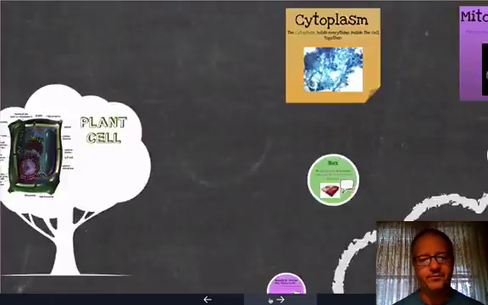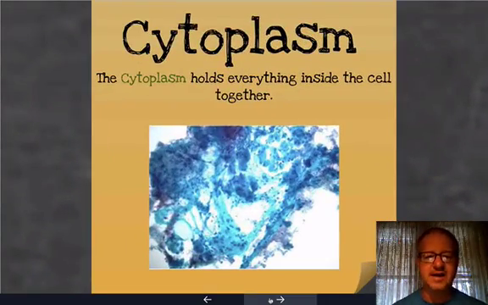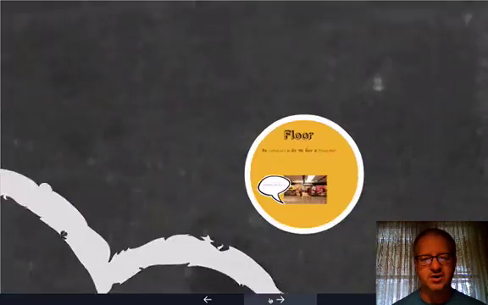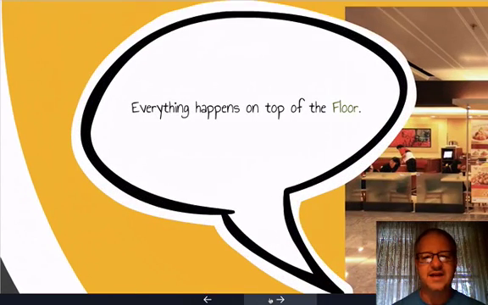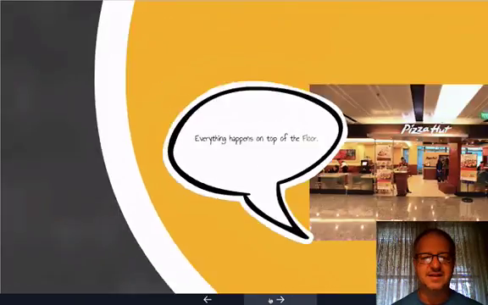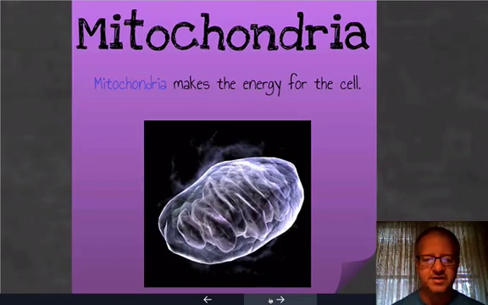Then we have the cytoplasm. This is that jelly stuff that's inside the cell that Ms. Throckmorton talked about last week. And it basically holds everything together and in place and gives it some structure. And so this would be like the floor of the Pizza Hut because everything happens on top of the floor. So everything in the cell is happening in the cytoplasm. It's all throughout the cell.